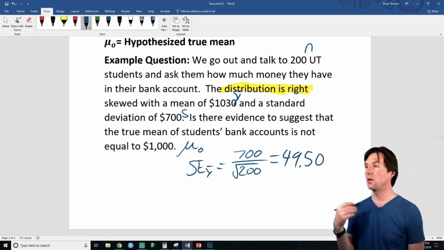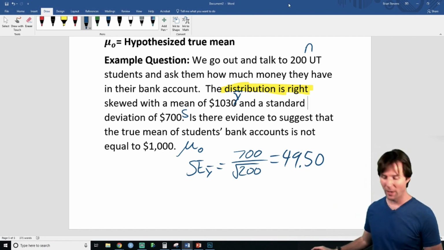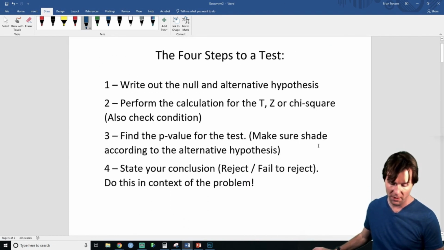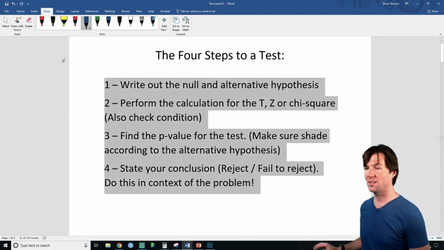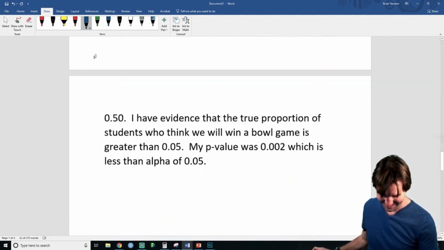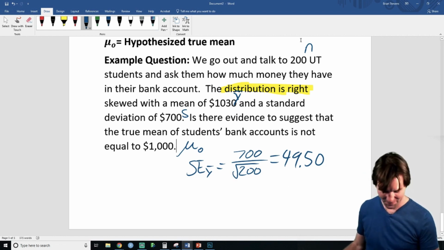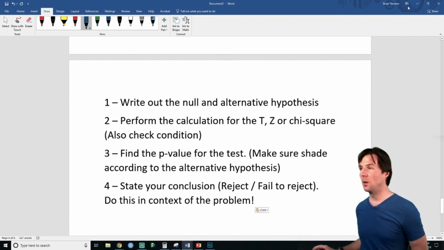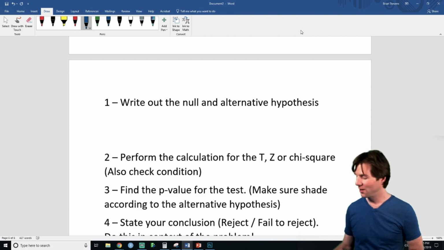But we've done all the notation. So now we need to grab our steps. Let's go back all the way to the top, make sure we have all of the steps. So let's take our 4 steps and let's practice. You ready? Okay, let's do all the steps right here. Okay, so write out the null and alternative hypotheses.